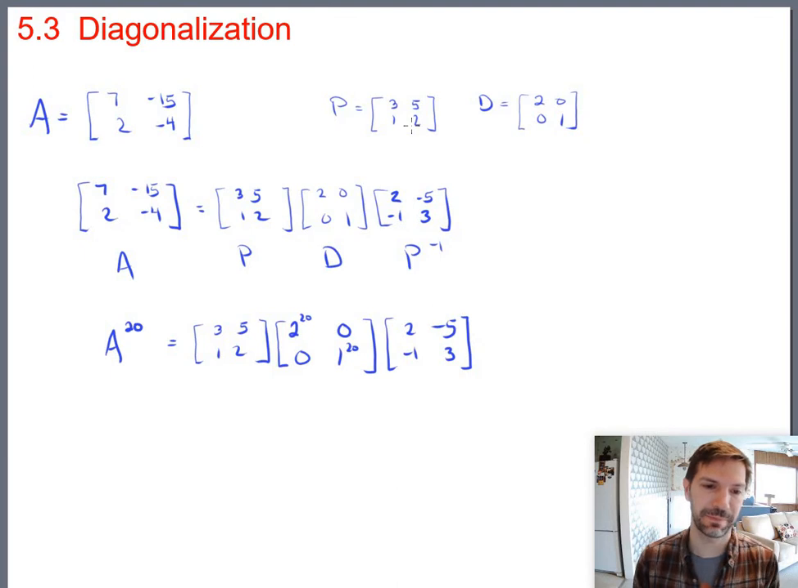Okay, so that's sort of how it works when you have a PDP inverse factoring and raising powers. In the next video, we should take a little bit of a look at how you actually find a P and a D yourself.